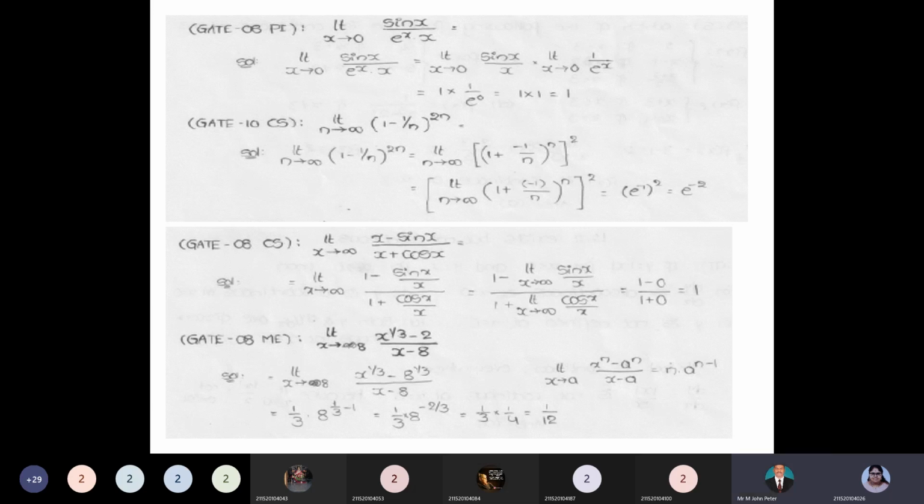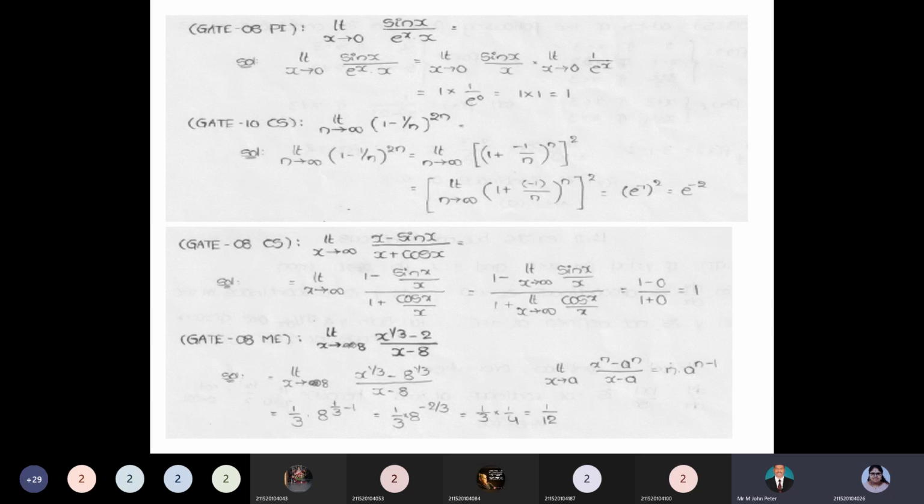Next one, another GATE question: limit x tends to infinity, x minus sin x divided by x plus cos x. For that, take x as a common factor in the numerator and also in the denominator. When you take x common in the numerator, it becomes 1 minus sin x by x. Taking x outside in the denominator, x divided by x gets cancelled, and then you will get 1 plus cos x by x, with numerator 1 minus sin x by x.